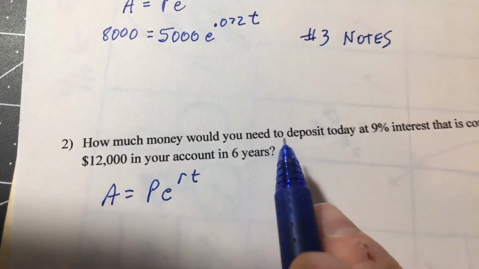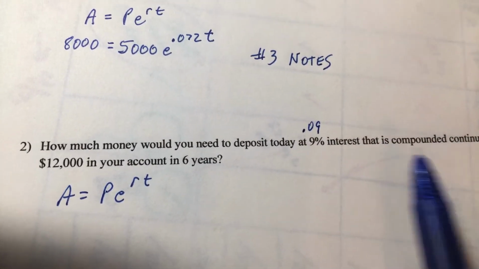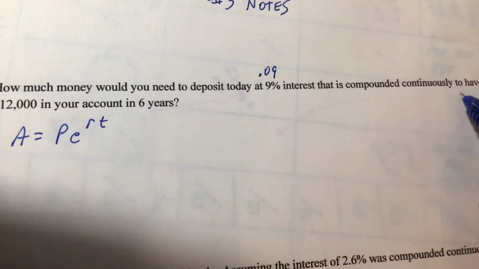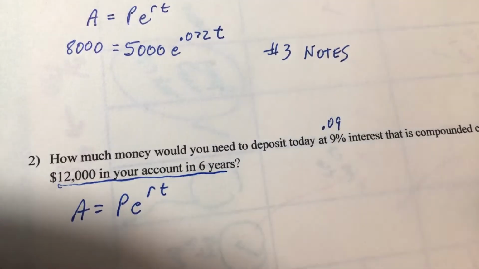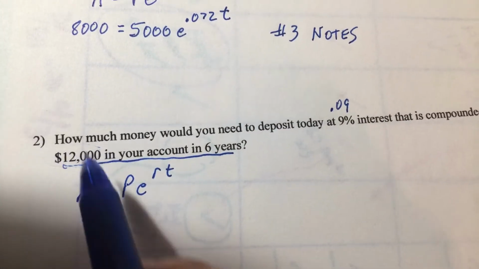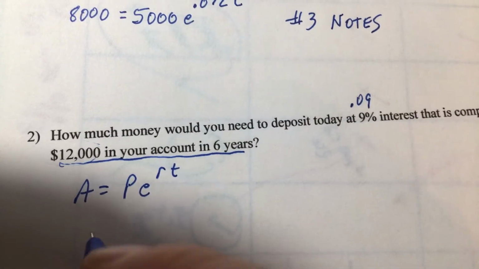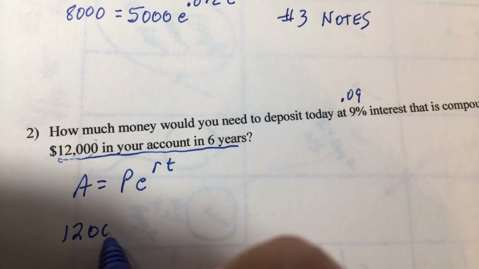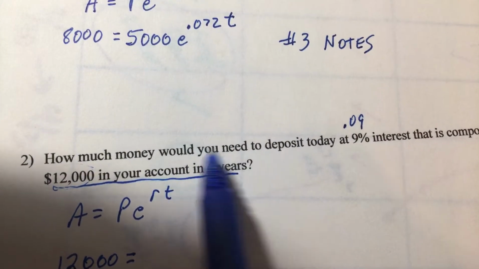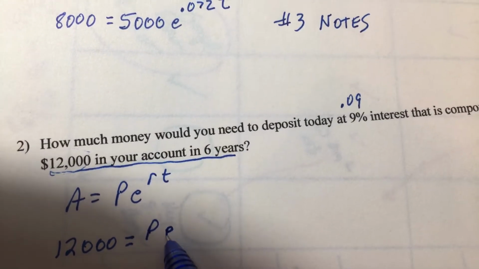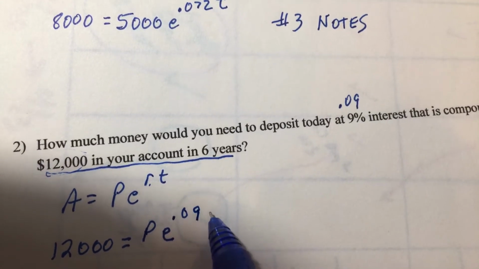Number 2: how much money do you need to deposit at 9%? As soon as I see a percentage, I'm thinking 0.09. Compounded continuously to have 12,000 in your account in 6 years. So is this 12,000 the beginning amount or ending amount? Since it says to have, I think that's the ending amount. And it says how much money will we need to deposit. That's our initial amount, so we don't know that. That's P. Our rate is 0.09, and our time is 6.